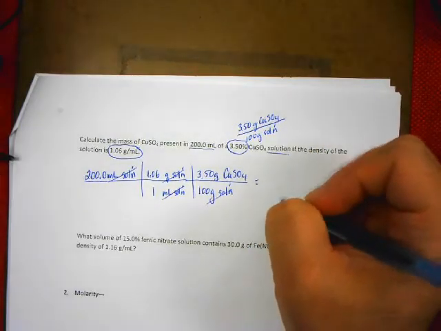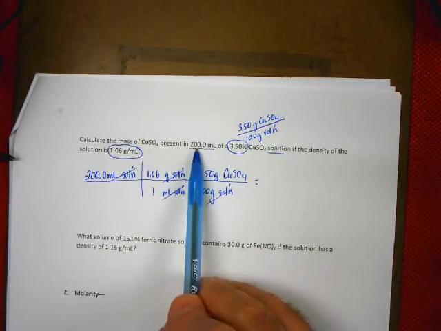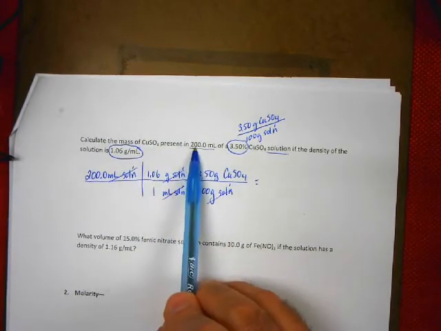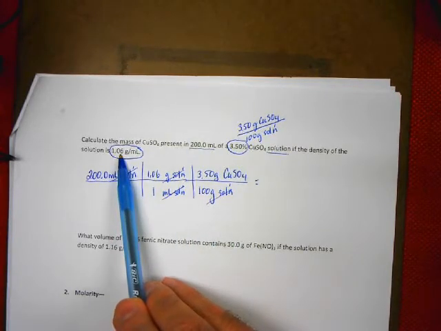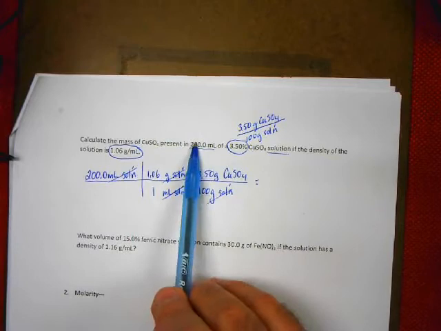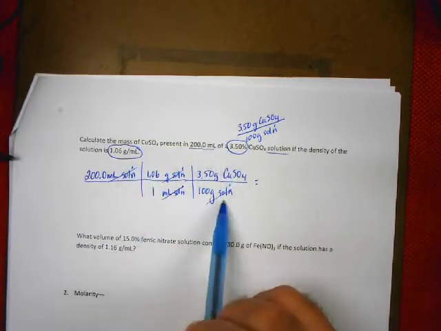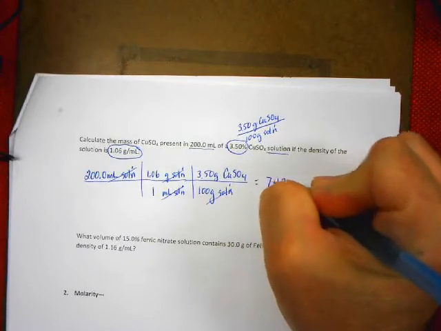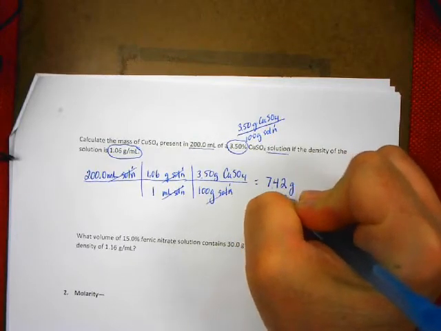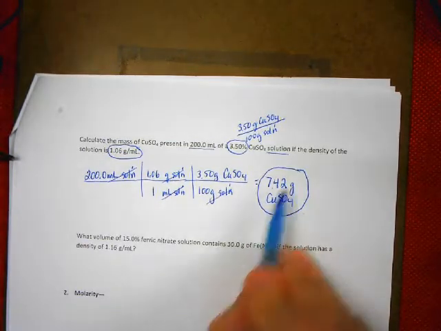So when we calculate this, we have to look at the number of significant figures. So we have three different measurements here: 200.0, 3.50, and 1.06. When we multiply and divide, if you recall our significant figure rules, it's the least number of significant figures. This one has 4, both of these have 3, so our answer should have 3. And when you do the math, you should get 7.42 grams of CuSO4. Make sure that you're putting labels and units on your numbers.